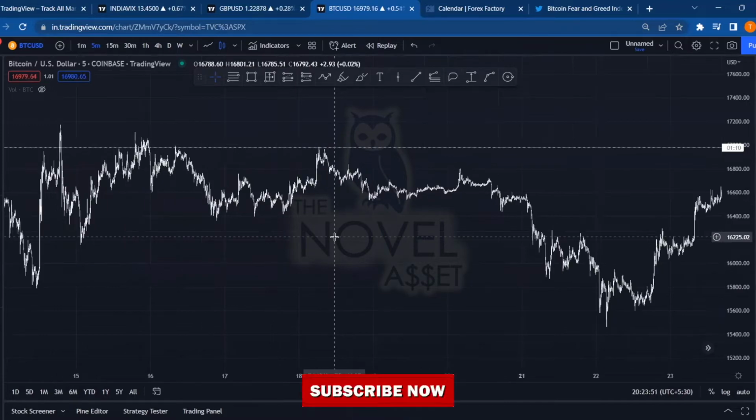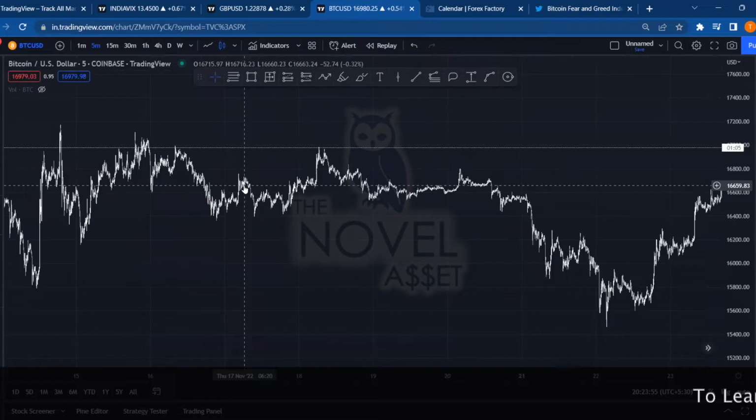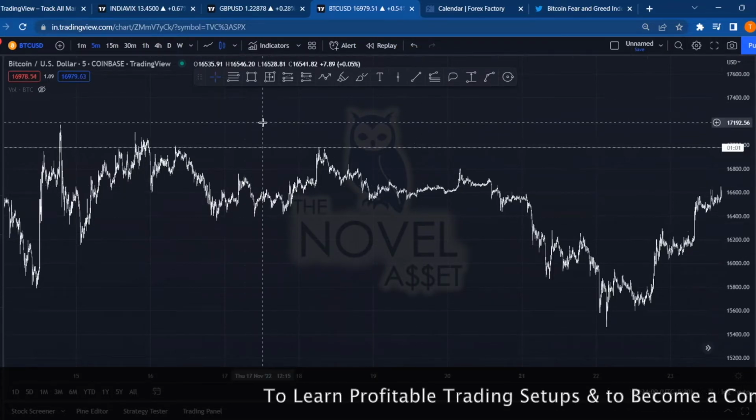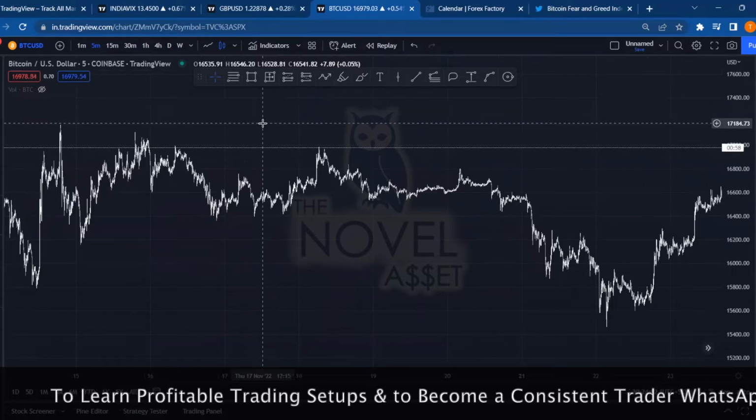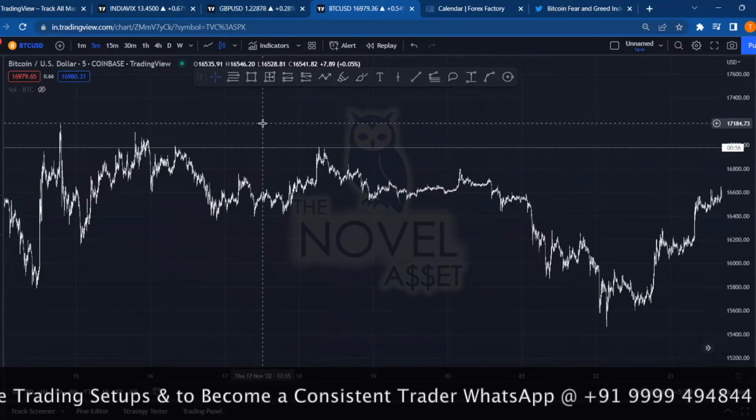So what we are going to understand is how to take entry on a minor structure. Okay, you want to do intraday trading and you want to be consistently profitable. I'll be doing some backtesting over here along with the strategy. First you need to understand the whole strategy with me, which is based on the market structure.